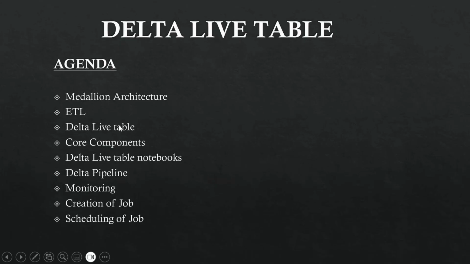In today's agenda, it will be related to the Medallion architecture. What is actually a Medallion architecture? Why exactly is the Medallion architecture needed? What is the ETL process for it? How complex is it to manage the ETL process? And what is a Delta Live table? What are the core components of the Delta Live table?